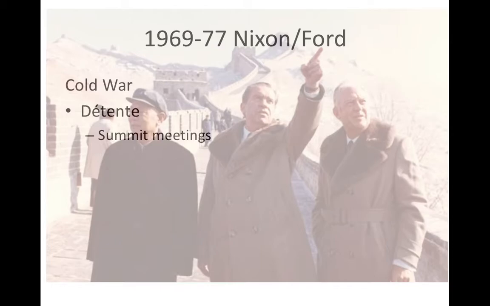Détente was an opening up of relations with China and the Soviet Union, and it's definitely Nixon's huge achievement as president. In 1972, he was the first president to travel to China and followed that up with a meeting in Moscow, the first American president since Roosevelt to go to the Soviet Union, the first president ever to visit Moscow. He followed that with a couple of nuclear arms treaties that I'll talk about on the next slide.